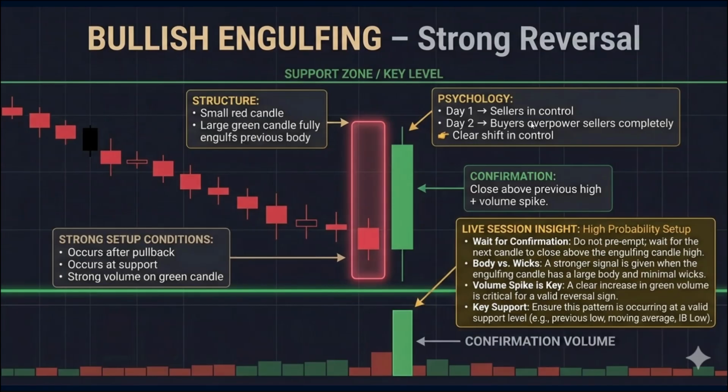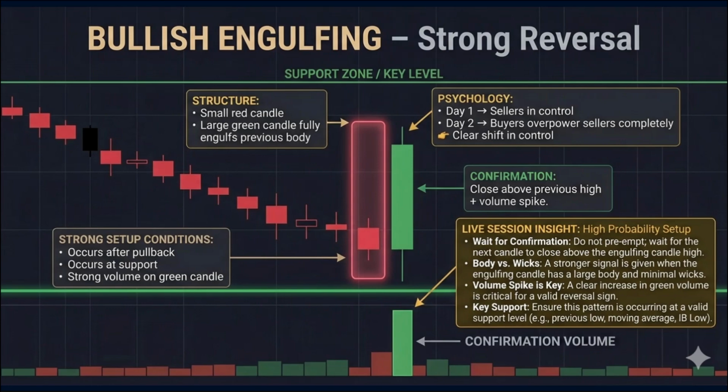Okay. So our next pattern is bullish engulfing. So what is bullish engulfing? Bullish engulfing is one of the powerful signals that a downtrend has ended and buyers have taken complete control over the market. So how does the structure look?